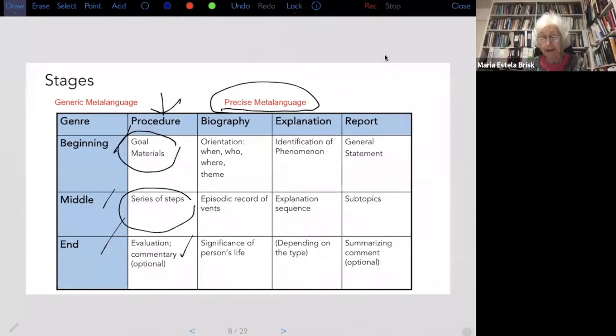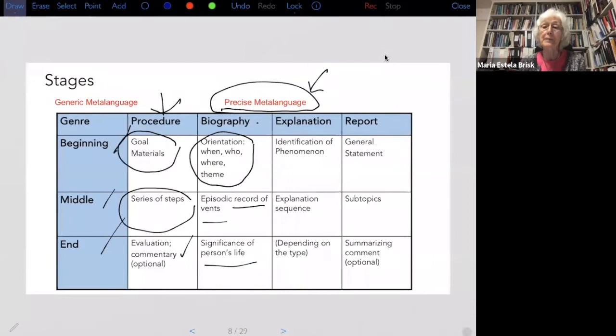If you're doing a biography, then you start with an orientation, when, where, and what, and then the record of events, and then the significance of the person. That is much more meaningful than the beginning, middle, and end. And so, with the pedagogy of SFL, the metalanguage, the precise metalanguage, is essential.